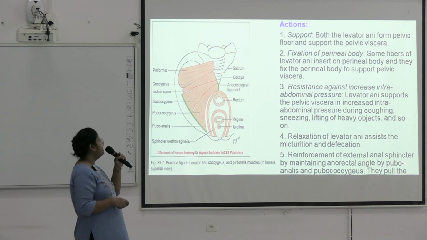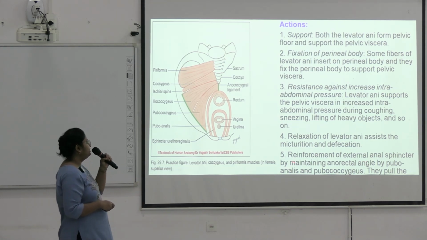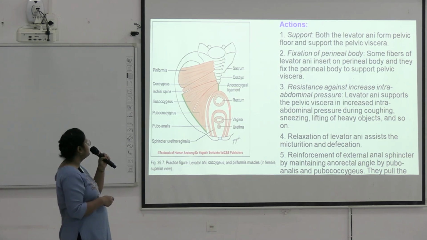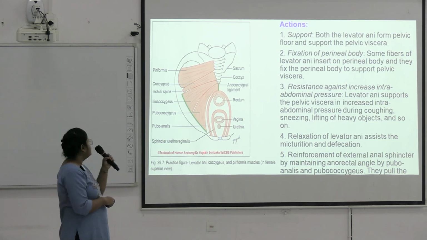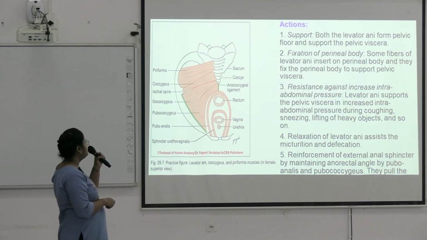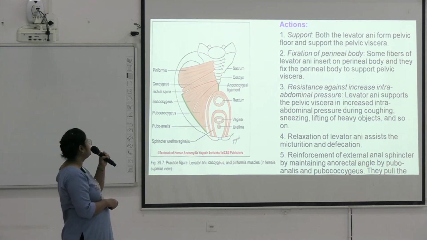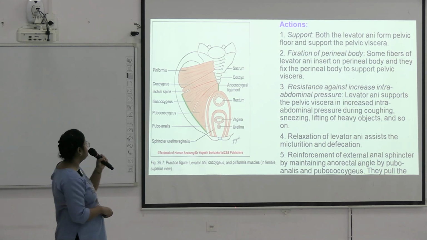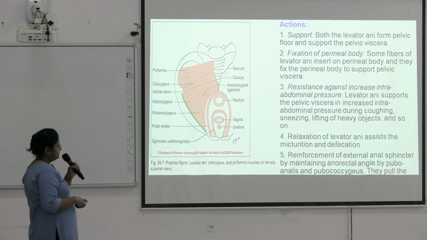Reinforcement of the external anal sphincter by maintaining the anorectal angle by the puborectalis and pubococcygeus. They pull the anorectal junction forward. You can see this sling-like muscle. Both of the muscles join posteriorly to form a sling, and this sling pulls the anorectal junction forward. Okay, this is puborectalis. Next.